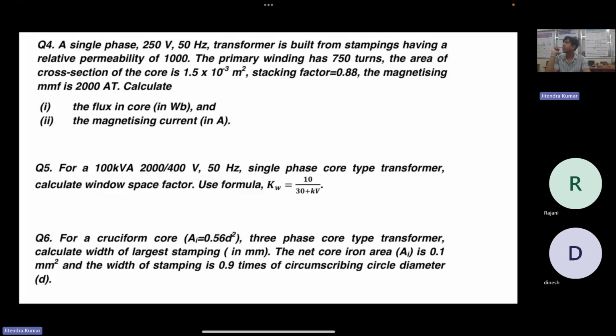So flux in the core we can directly calculate from our EMF expression, right? Or we have already calculated that, if I am not wrong. Flux density we have calculated, and we are given the area of our iron, right? Net area we calculated. So I think we can calculate flux from there.